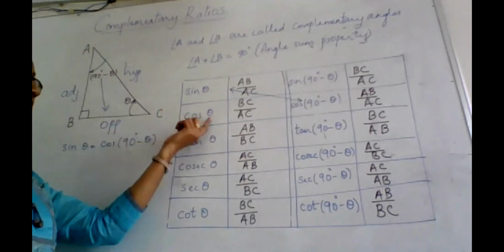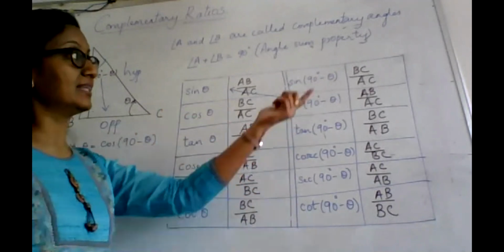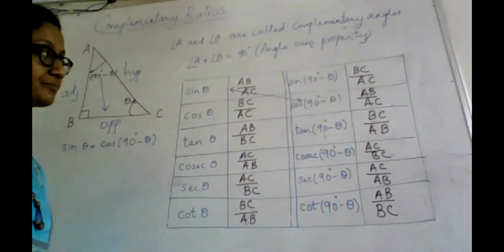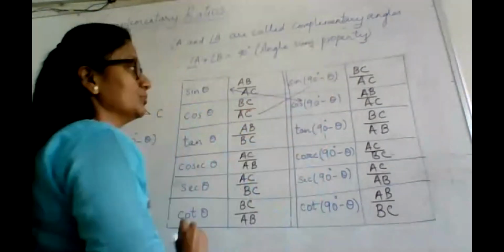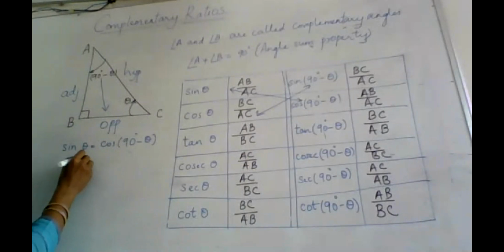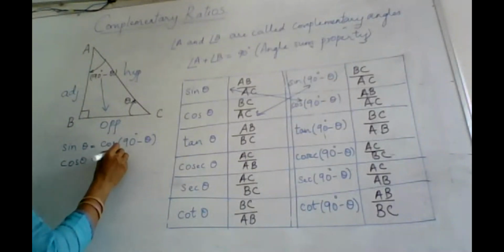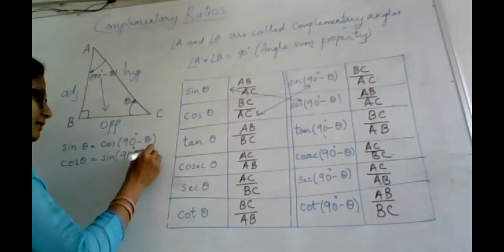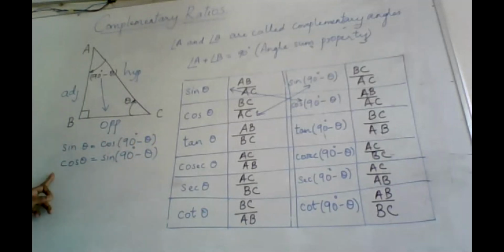Similarly, when you take cos theta, that is BC by AC. See where is BC by AC here? These two, right? So can I also write cos theta as sin of 90 minus theta? So these are the two complementary angles. Sin is the complementary of cosine and cosine is the complementary of sine.